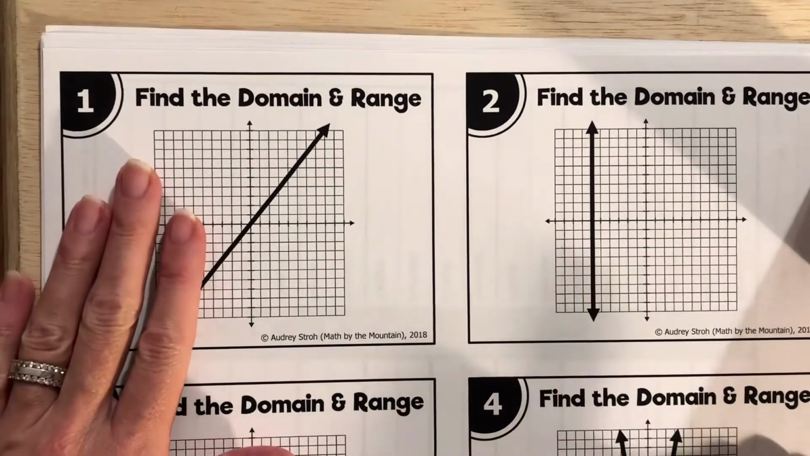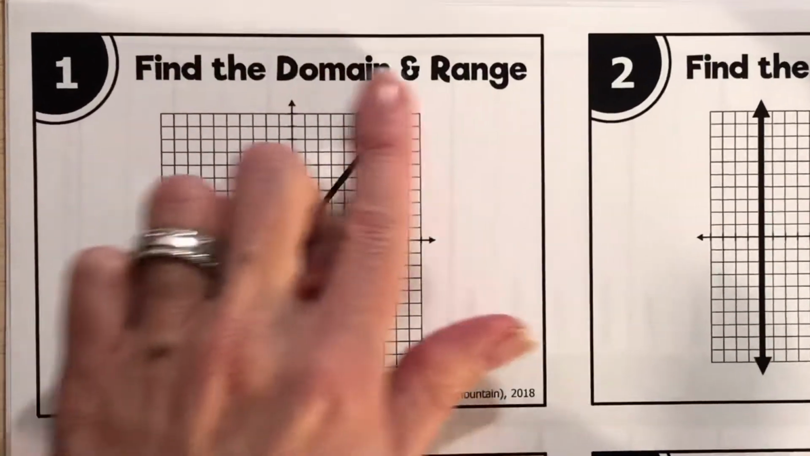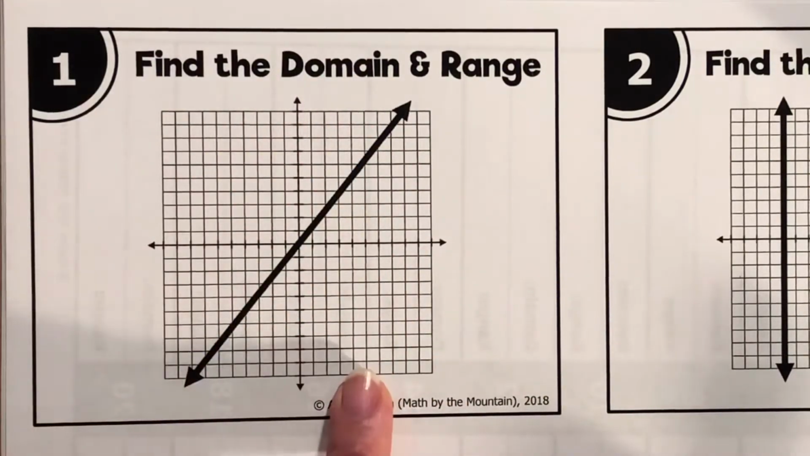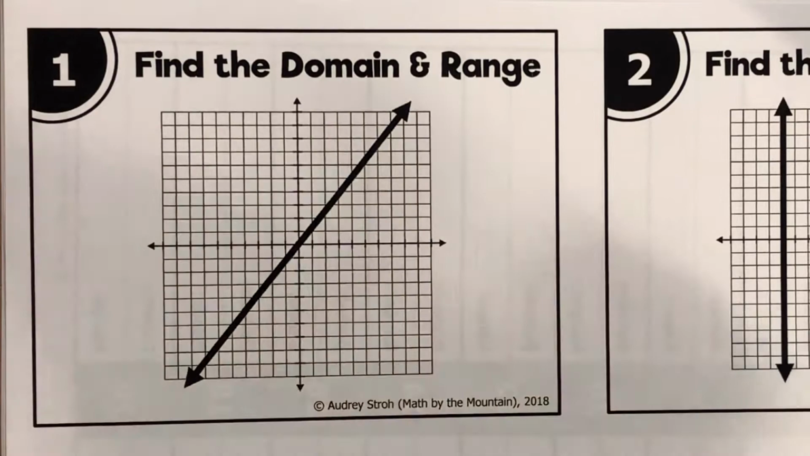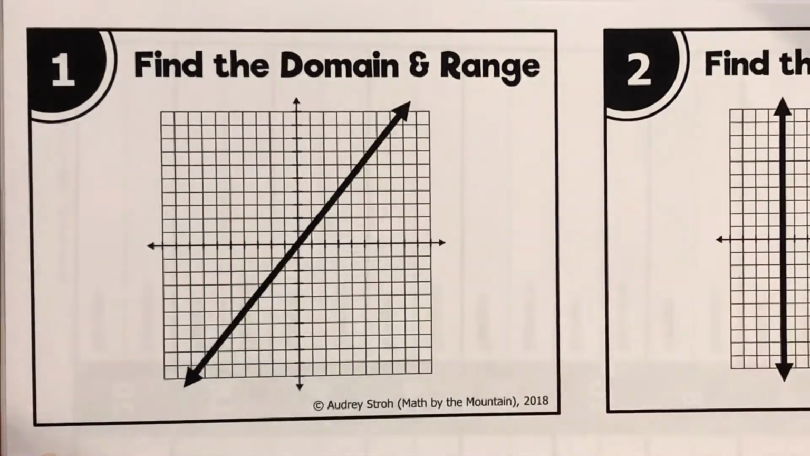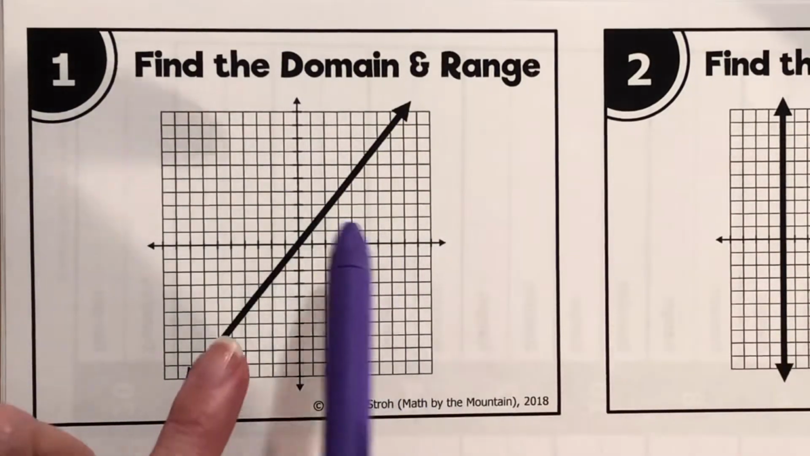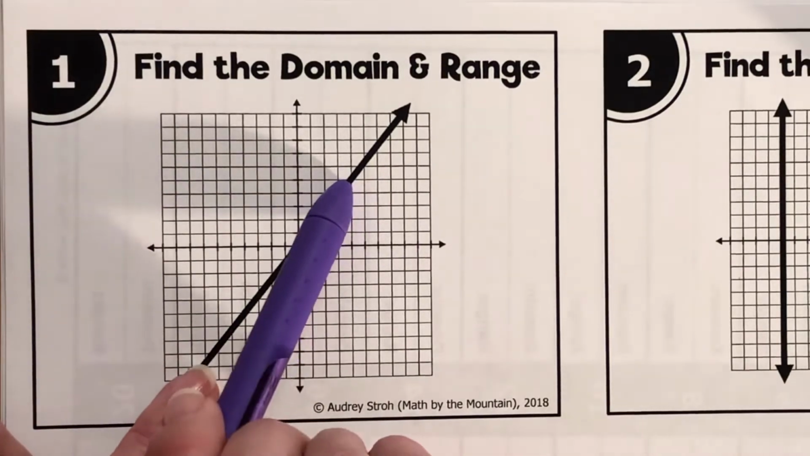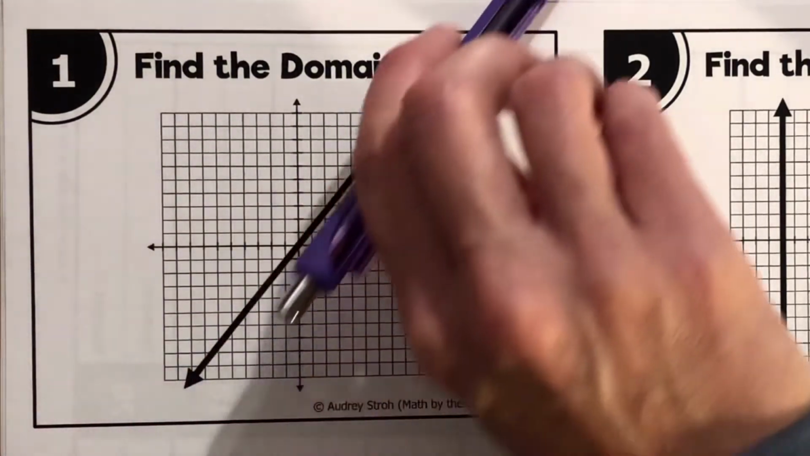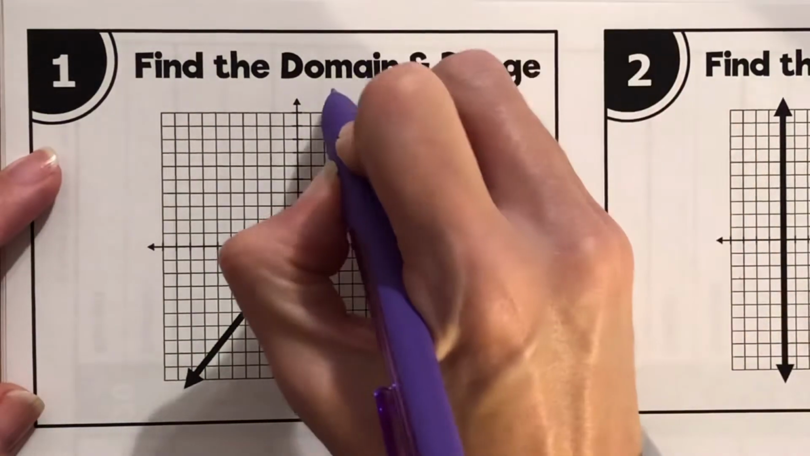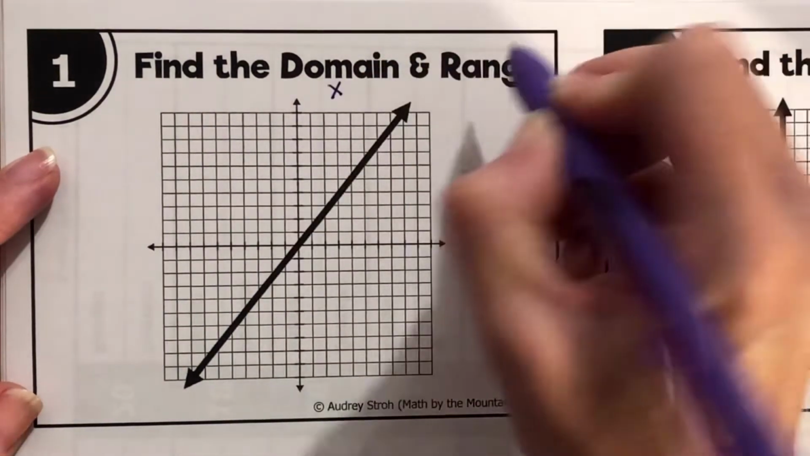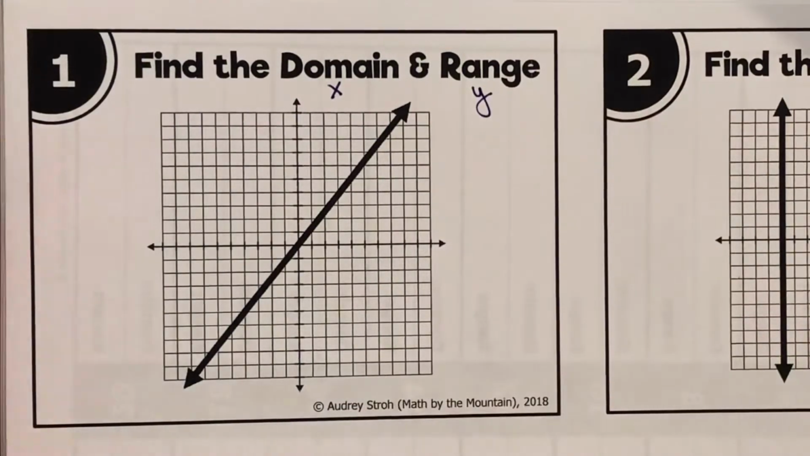So let's take a look at number 1. We want to find the domain and the range of this graph here. Well, I know it's a line. I know it's y equals mx plus b. I know that these arrows mean that technically this relation or this function continues on forever in both directions. And I know that the domain are my x values and the range are all of my y values.